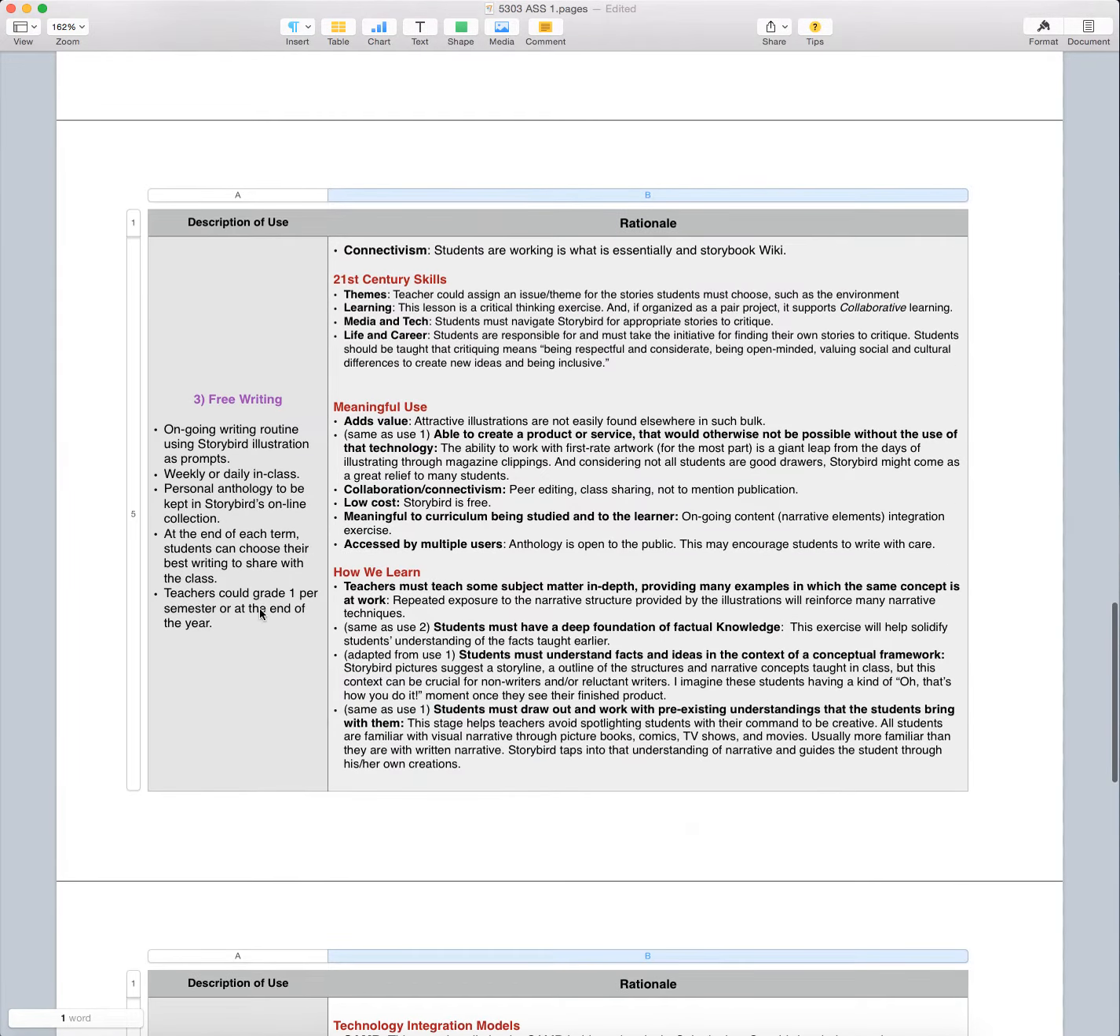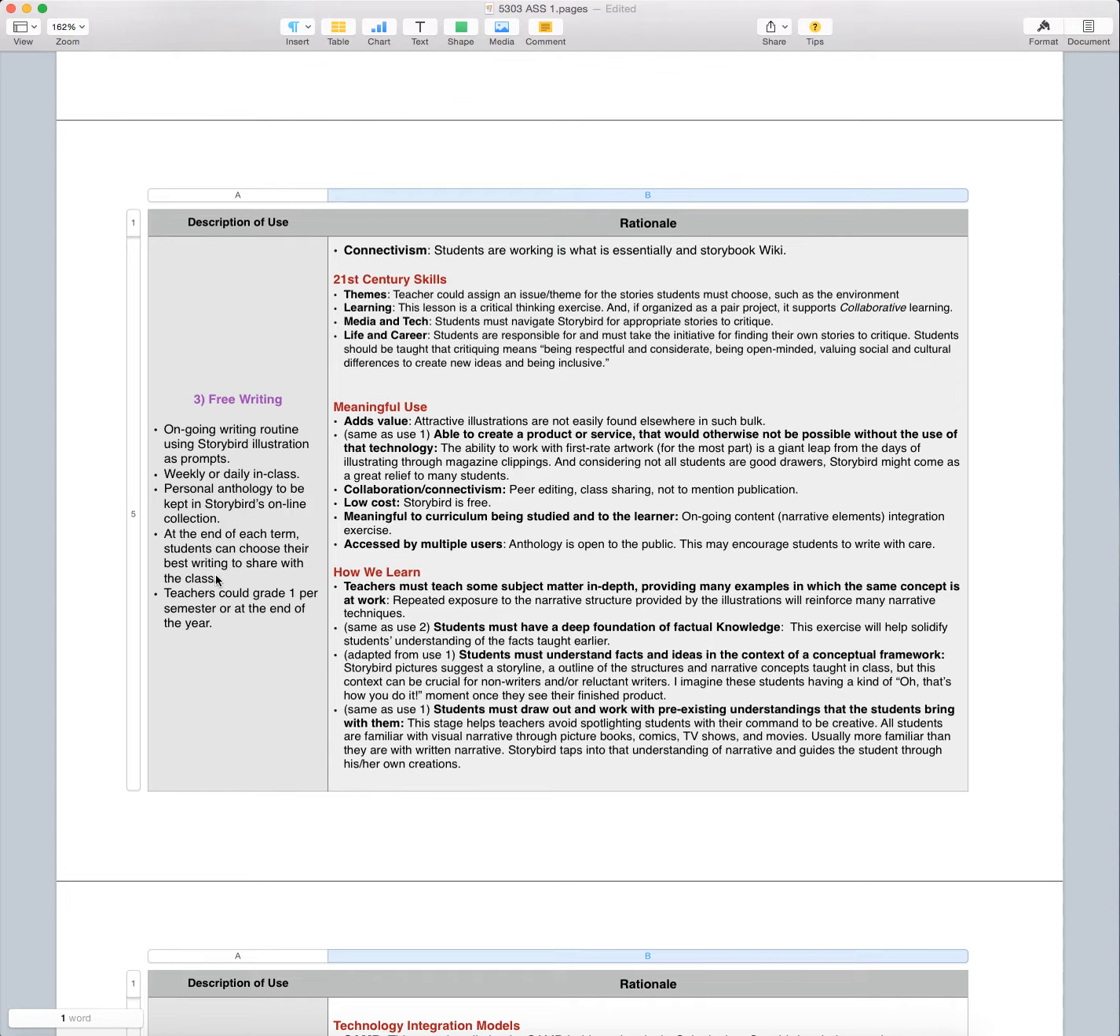I'm going to skip forward to my number 3 here because it's related to the first one. You could also use it as a free writing assignment. One of our classmates suggested this to me, and it was a great idea. It could be used as an ongoing writing routine using Storybird illustrations as prompts, in weekly or daily in-class exercises. You could create a personal anthology that could be kept on Storybird's online collection, which is kind of neat as opposed to the old-fashioned journals. At the end of each term, students can choose their best writing to share with the class. It's kind of a show and tell.